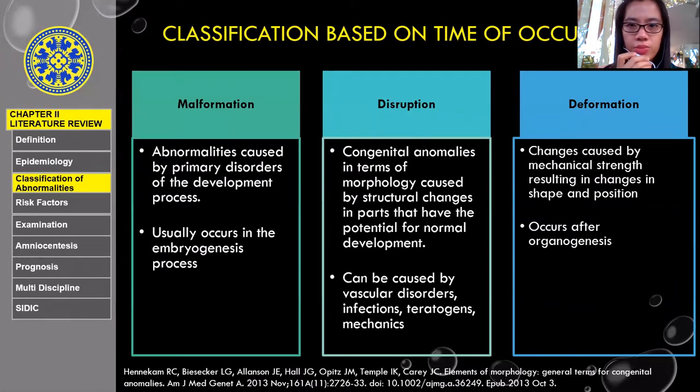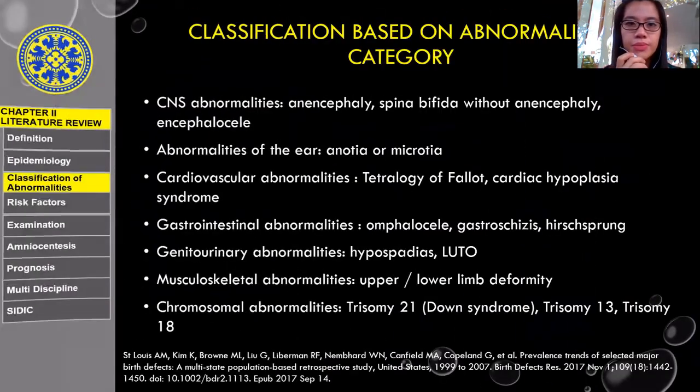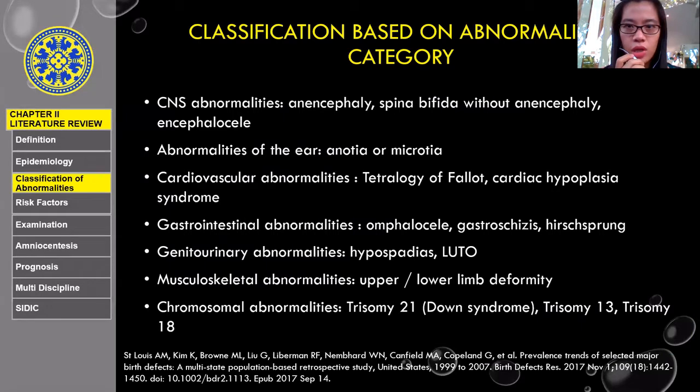And classification based on time of occurrence, the malformation usually occurs in the embryogenesis process. Disruption in terms of morphology is caused by structural changes in a part that had the potential for normal development, and can be caused by vascular disorder, infection, teratogens, and mechanics. And the deformation usually occurs after organogenesis. The classification based on abnormalities category, there are CNS abnormalities, ear, cardiovascular, gastrointestinal, genitourinary, musculoskeletal, and chromosomal abnormalities.